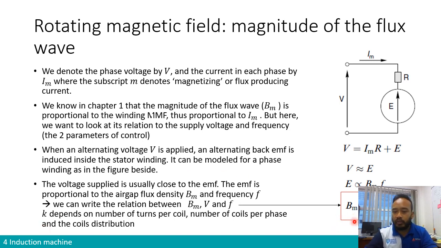But what we have to know is that with a coefficient K, the magnetic flux density Bm inside the air gap, or flux wave, is proportional to V over F.